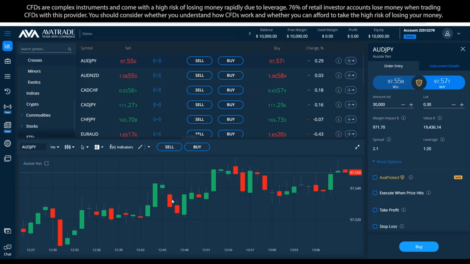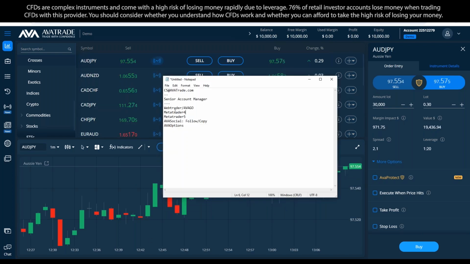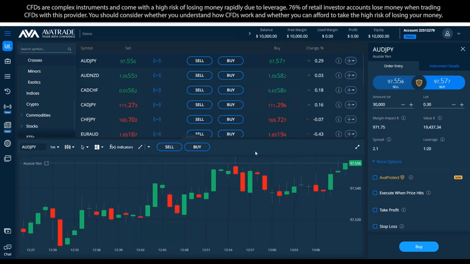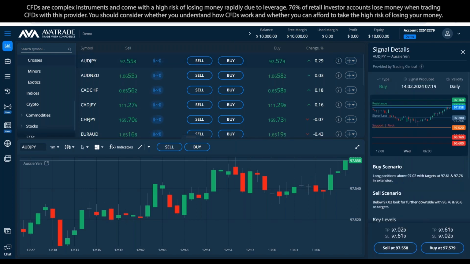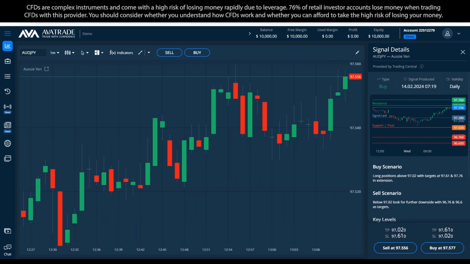So what I'm going to show you is obviously only on the WebTrader or the AvaGo. You're not going to find what I'm going to show you on MT4 and MT5. And what I'm going to begin with is actually the signal section. So as you can see, there is a tiny lightning blue icon here. If I click it, it's going to open some information about technical analysis for this asset.